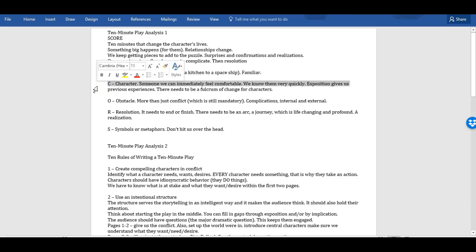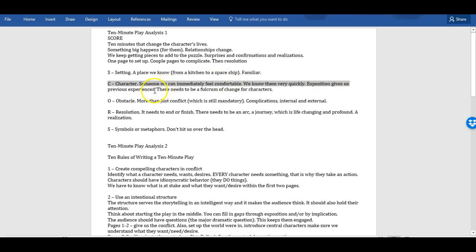Characters. Again, the same principle. People that we can immediately feel comfortable knowing. It doesn't mean we like them. It just means we can. It doesn't take many pages to understand who they are. Doesn't mean they have to be simple stereotypes. You don't want them to be stereotypes. That makes it a skit. You want complicated characters. Always complex characters are the best. But make sure that they're people that we can easily understand quickly. We need to know them very quickly.